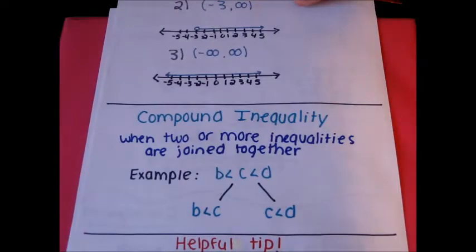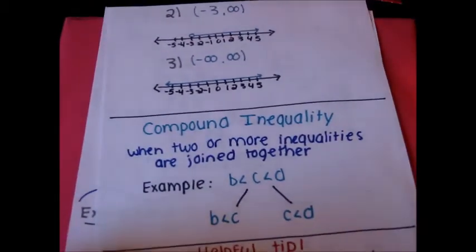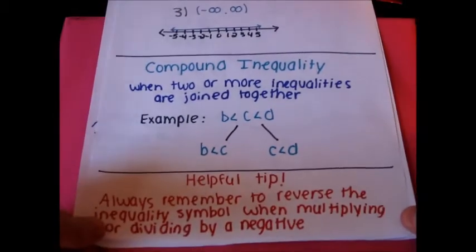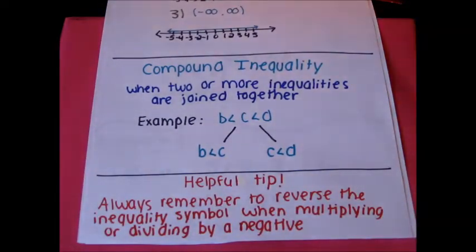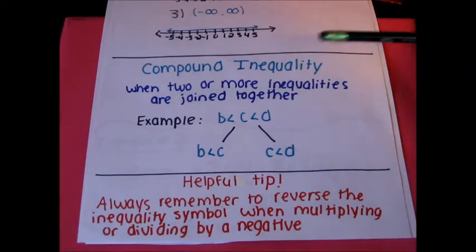Before we get into the more specific examples for this section, I wanted to give a helpful tip to you guys, and it's to always remember to reverse the inequality symbol when multiplying or dividing by a negative. That is very important because that will not only mess up how your inequality looks on a number line, but it will mess up what your answer comes out to be. So it would just be reversing this inequality symbol, the less than or greater than sign.